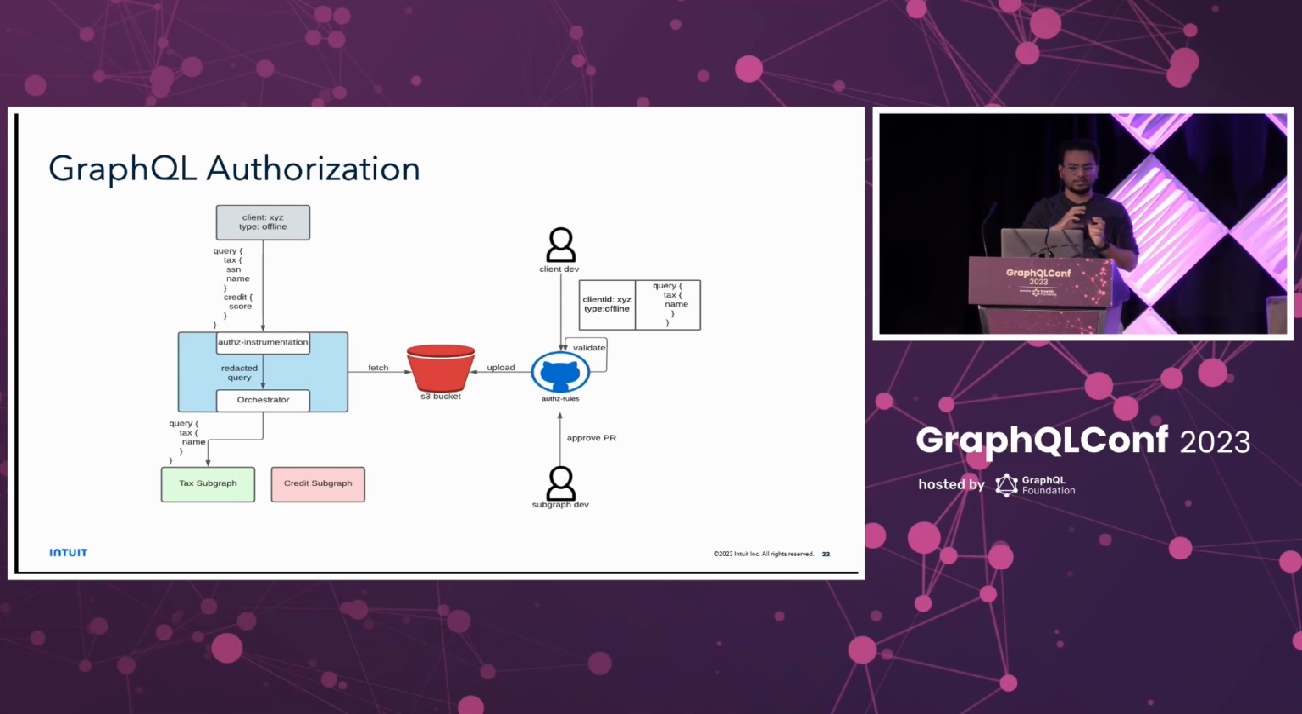Now the GitHub PR is validated against the schema. We have built plugins to validate the schema. And then the subgraph owner, the domain owner, approves the PR. The PR gets merged and is uploaded to S3. The orchestrator is listening to events for schema, and it also listens to the event for the authorization. So without any restart anywhere, the OTZ rules are updated, and we can enforce authorization for new clients pretty dynamically.